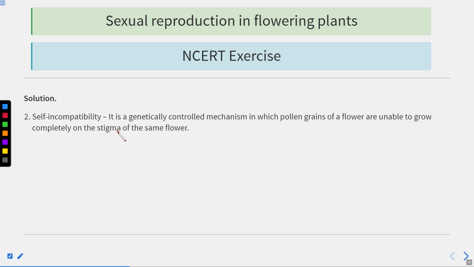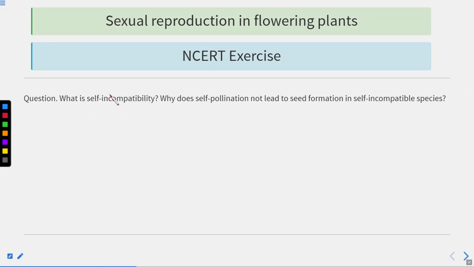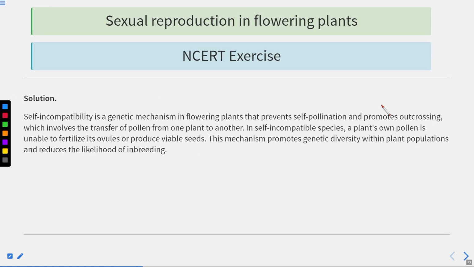Now let's talk about the next question here. The next question is related to self-incompatibility. What is self-incompatibility and why does self-pollination not lead to seed formation in self-incompatible species? Clear? Let's talk about the answer now. Self-incompatibility, as we have talked about, is the genetic mechanism in flowering plants that prevents self-pollination and promotes outcrossing. Outcrossing means cross-pollination.